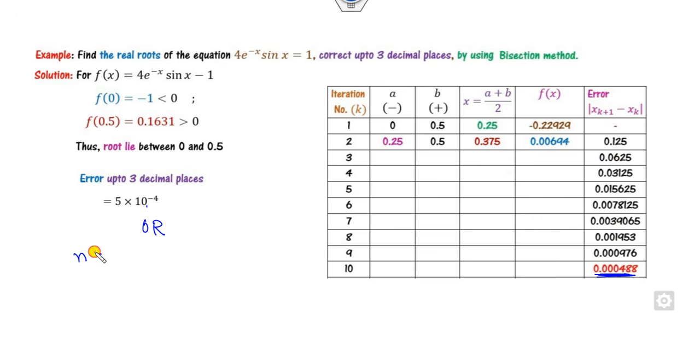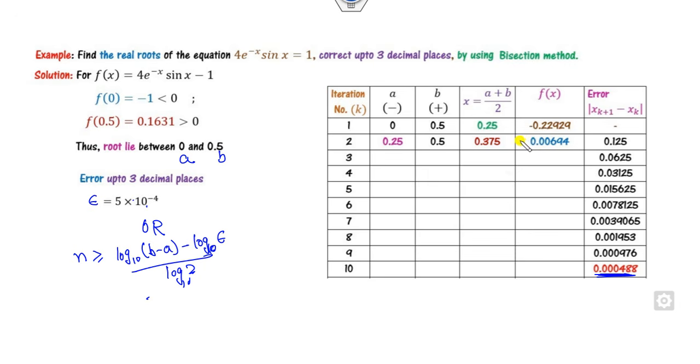Otherwise you can use the calculator also. You can use this formula: minus log of epsilon divided by log of 2, where epsilon is the error, b is this, and a is this. Again you will get at least 10 iterations.